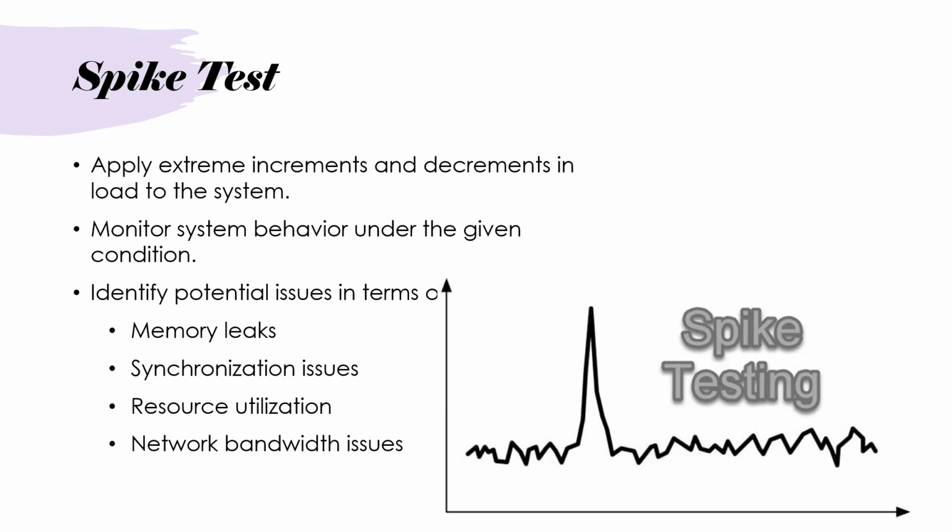from those conditions. So in this test, what we do is we simulate a load. It could be a peak load or less. We are simulating peak load or less, and we apply an extreme increment, like 1000 users at once. We apply an extreme decrease, removing a number of users suddenly, like 100 users at once. Likewise, we apply extreme increment and extreme decrement and monitor the condition of the system.